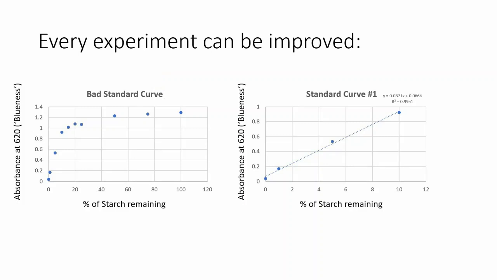Unfortunately, I did this yesterday, and we're going to have to make some improvements in the future. But we'll talk a bit about them because it's important to understand where I went a little wrong. What I have here on the y-axis is absorbance at 620 nanometers. 620 nanometers is in the blue spectrum of visible light, so basically consider the y-axis the amount of blue, the blueness. On the x-axis, I have percent starch remaining. So 100% means no starch was degraded, and 0% means all of the starch was degraded.